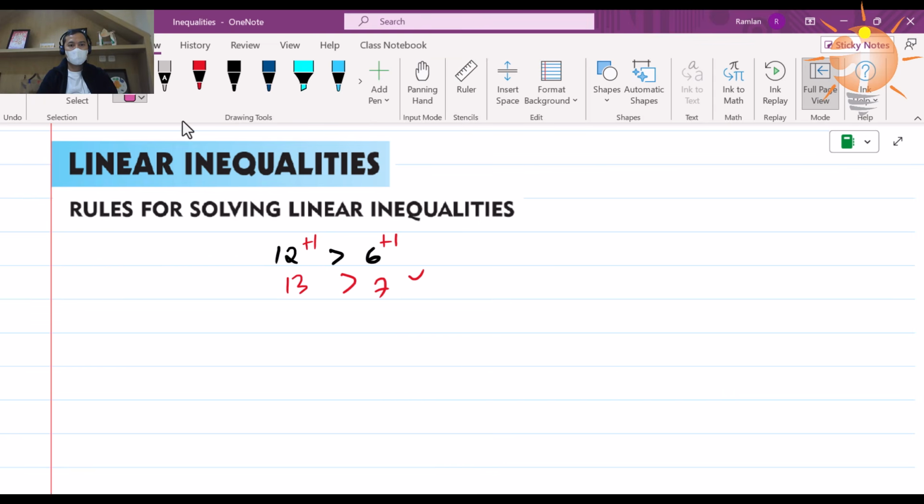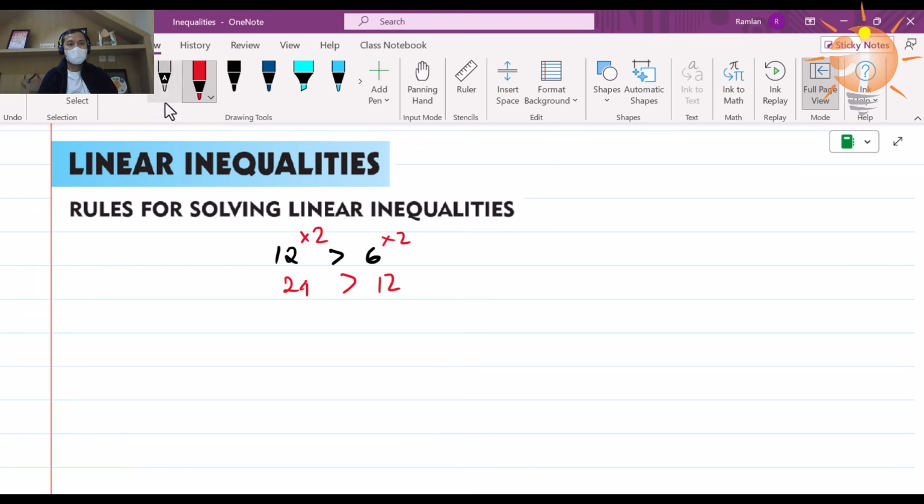So what if I subtract another number? For example, I subtract 1. So say I subtract this by 1, you'll get 11, and this is 5. And you see that 11 is greater than 5, and it is true, right? If I multiply this by a positive number, let's say 2, then 12 becomes 24, and 6 becomes 12. And you see that 24 is greater than 12, and it's okay, right?